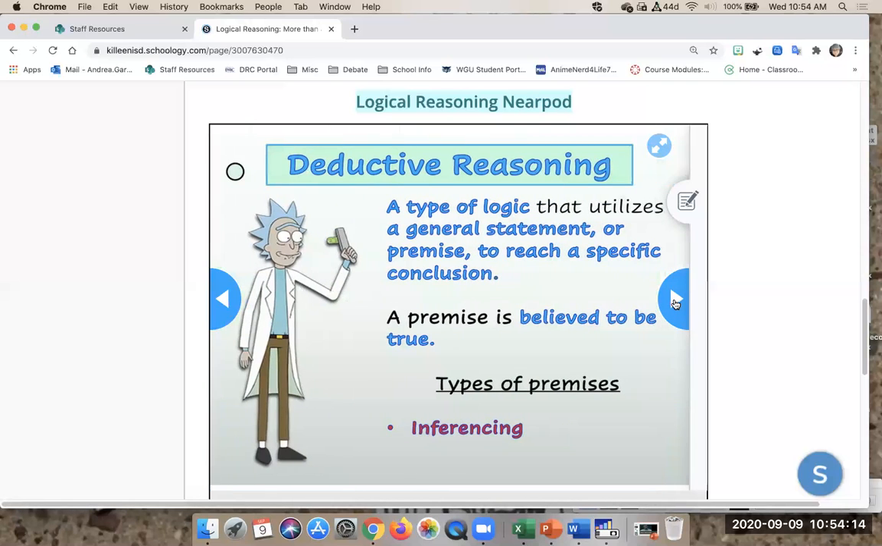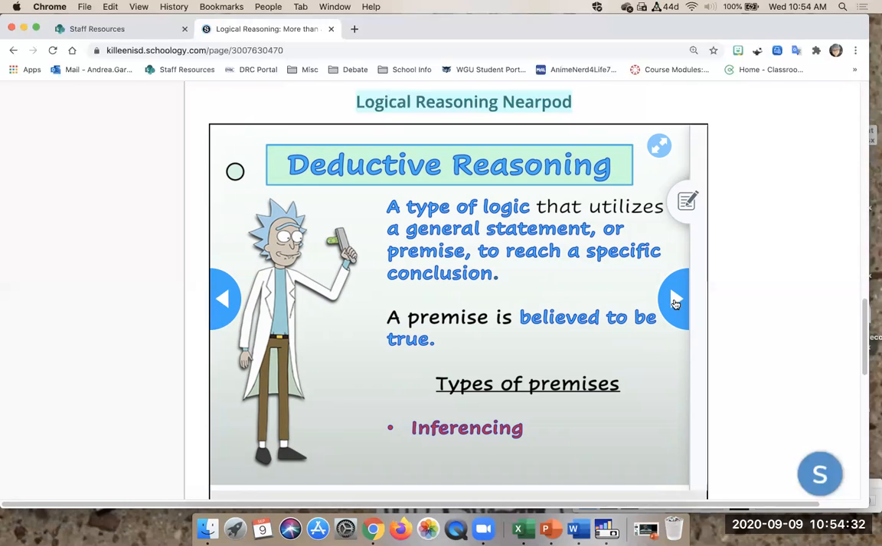All right, now we can move on to deductive. And this one is not as specific as inductive. This is the one we use the most in English, okay? So it's a type of logic that uses a general statement or premise to reach a specific conclusion.